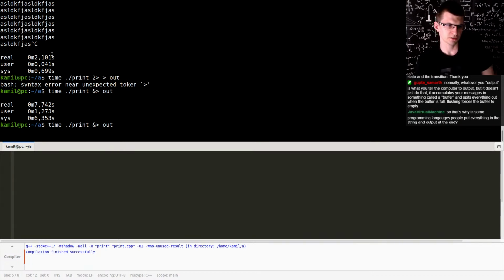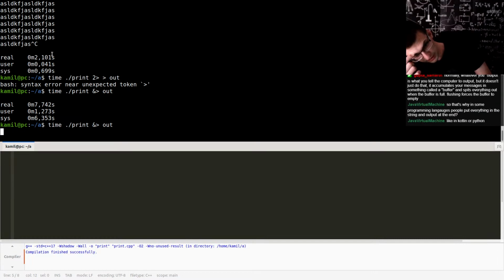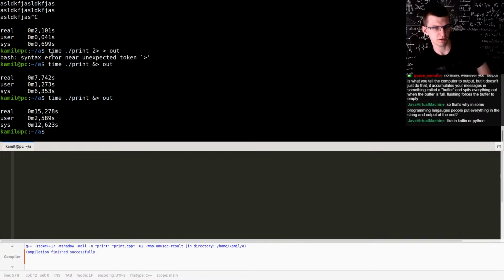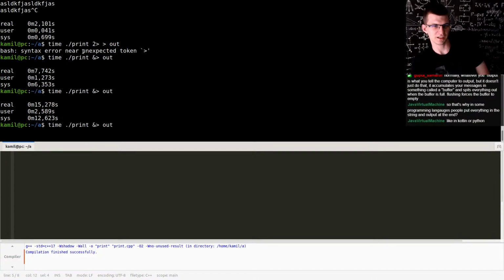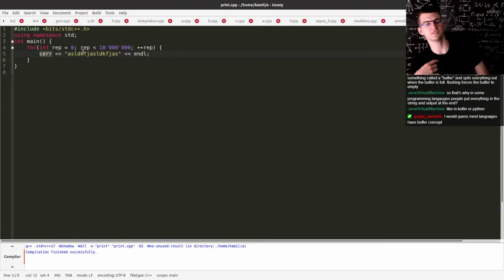In some programming languages, people put everything in a string and then output at the end. Yes, that should be faster. Printing has some overhead. C++ handles that with a buffer. Well, that was slower. Oh, maybe CERR is very stupid and ENDL flushes the output and then CERR flushes the output too. So maybe it's then twice slower. Hard to say. I don't know. Doesn't matter. Don't print millions of times. Some languages for sure have the buffer concept.